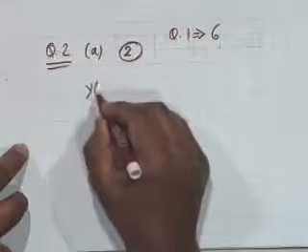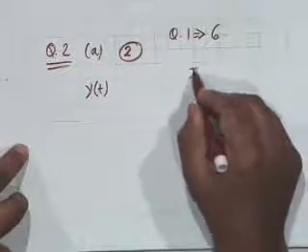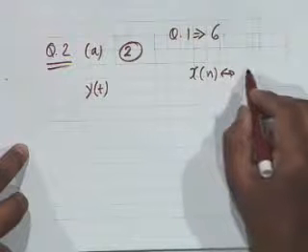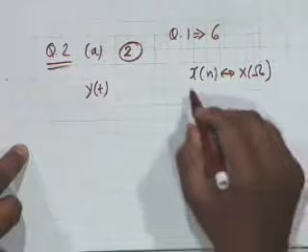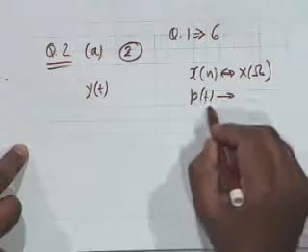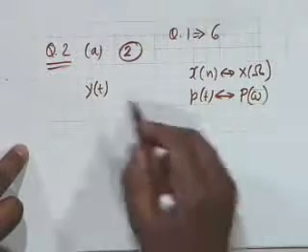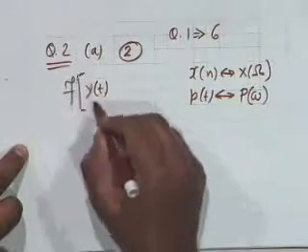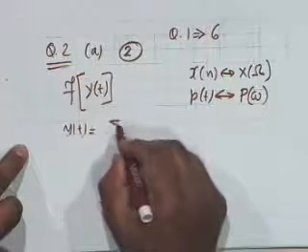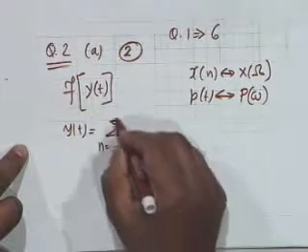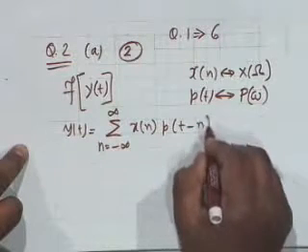Well, let me write it. What you have to do is to find out what is given: x of n is a discrete signal with a DTFT, discrete time Fourier transform, as capital X of capital omega, and p of t is a continuous signal with a Fourier transform of capital P of small omega. And what you have to find out is the Fourier transform of y of t, where y of t is equal to summation n equals minus infinity to infinity x of n p of t minus n.